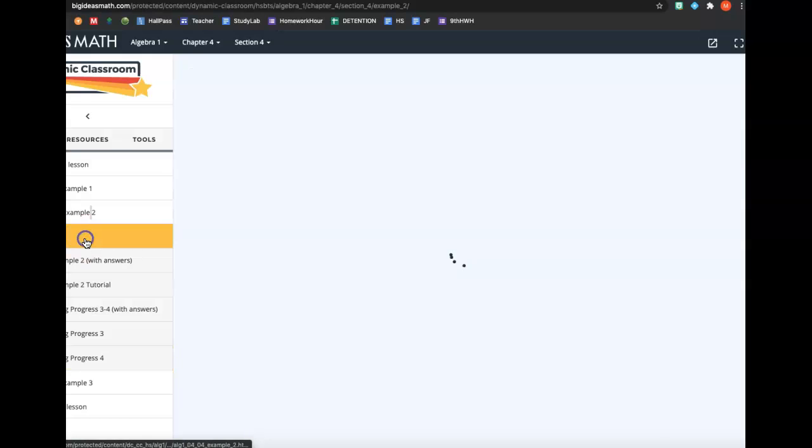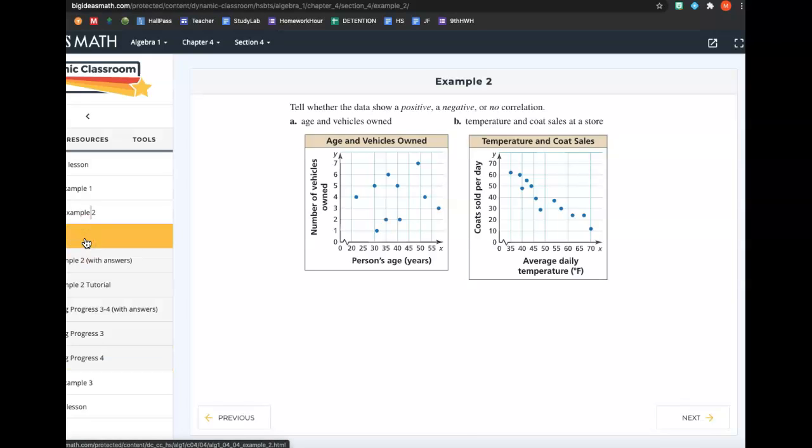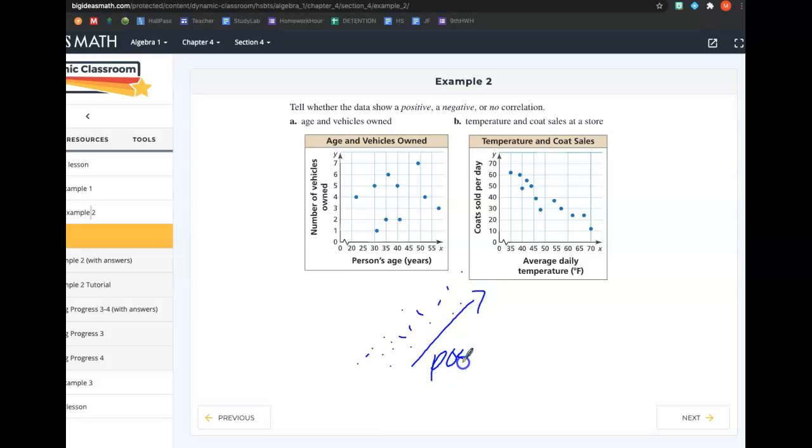Example 2. You have to tell whether the data shows a positive, negative, or no correlation. So when your dots go in a relatively uphill direction like we saw on the last one, that would be a positive correlation, right? And when the dots on a graph relatively go downward, it would be a negative. So then when you have random dots that don't really go in a pattern, it would be called no correlation. So then A is that one, and then B is that.